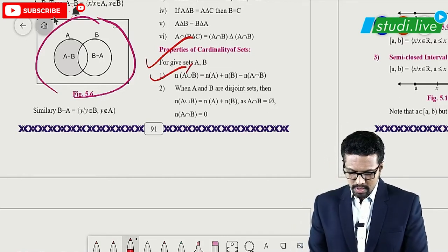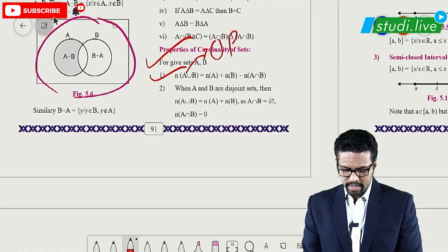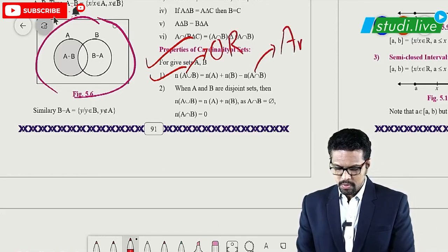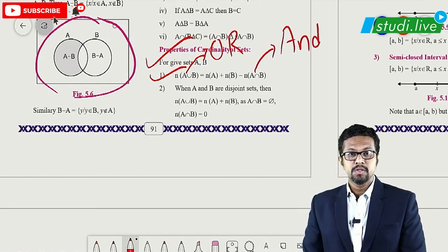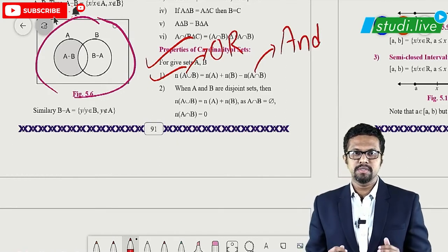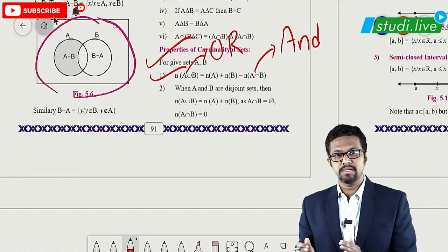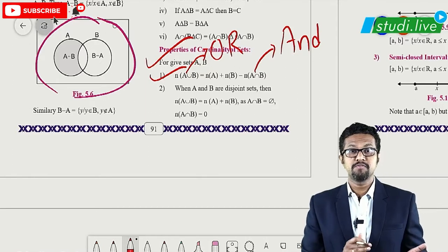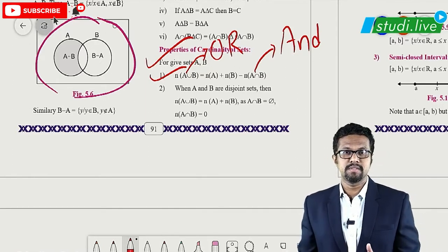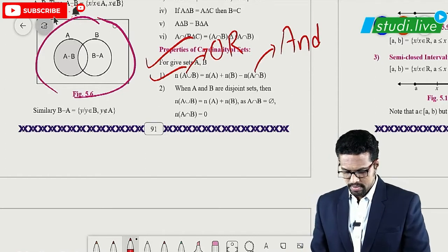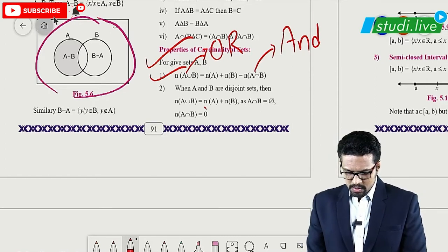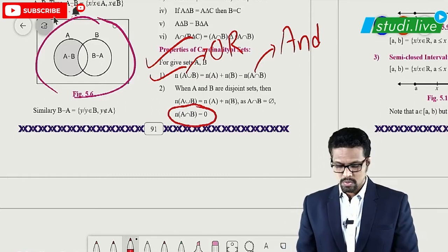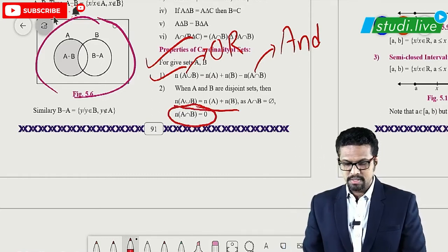Whenever we are seeing union, always remember that it corresponds to OR, and whenever we are seeing intersection, always remember it corresponds to AND. So whenever the question is the student has passed in first or second exam, that will be A union B. If the question is the student has passed in first and second exam, that would be A intersection B. You can just keep this in your mind. If the sets are disjoint, A intersection B will be 0, so the formula becomes only N of A union B is N of A plus N of B.